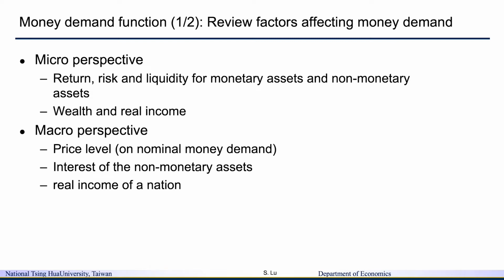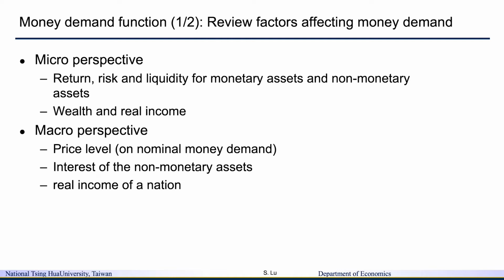So then, in addition to the micro perspective, given that this is a macro class, of course we talk about the money demand from the macro perspective. The factors that will affect the money demand include the price level of a nation, the interest of the non-monetary assets, and also the real income of a nation. When the price level is high, the real demand and the nominal demand for money should be higher.